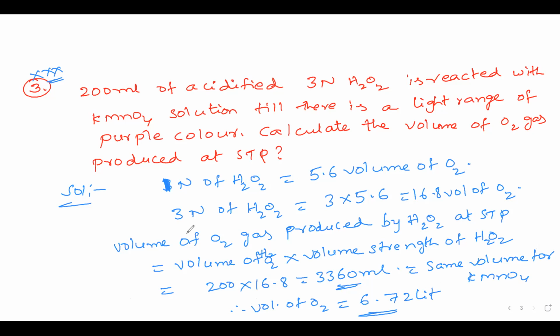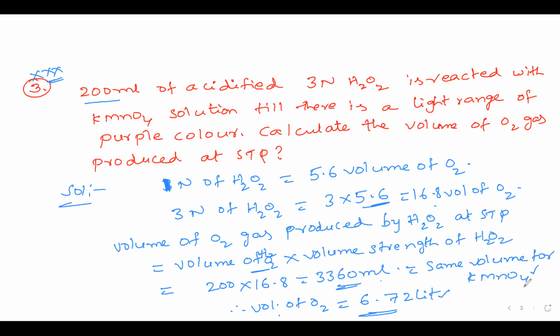To find the volume of oxygen gas produced, it is equal to the volume of hydrogen peroxide into the volume strength of hydrogen peroxide. Volume strength is 5.6 into 3, that is equal to 16.8, and the volume of hydrogen peroxide is given as 200 ml. So 200 into 16.8 is 3360 ml. This is the same volume for potassium permanganate also. So the volume of oxygen is 3360 plus 3360, which is equal to 6.72 liters. So these questions are important.